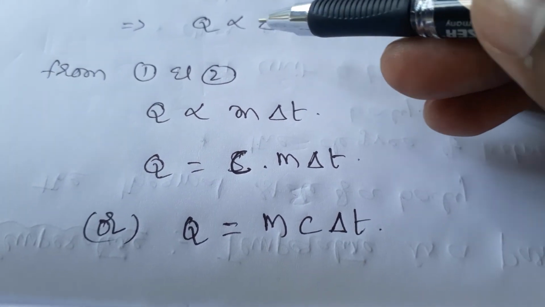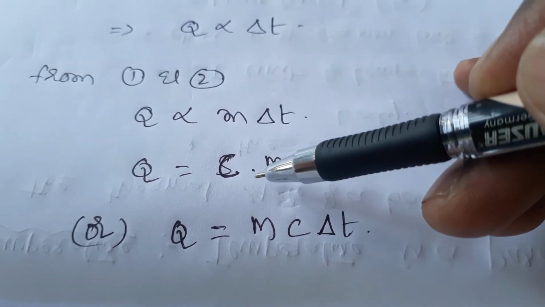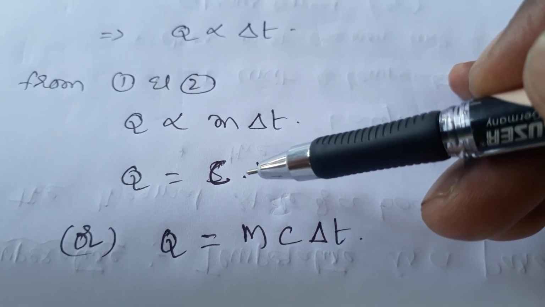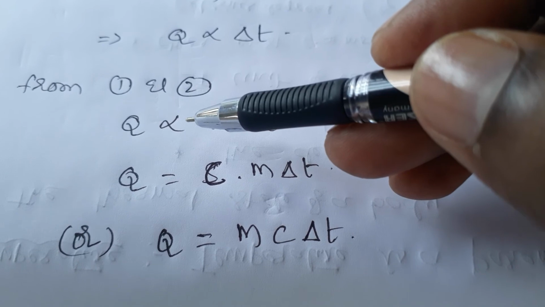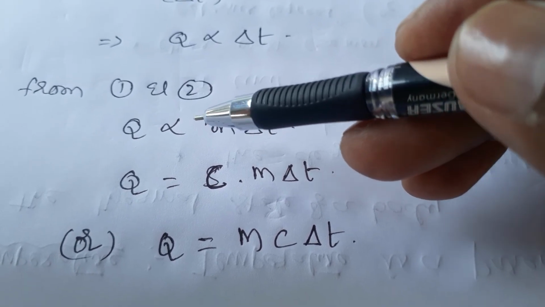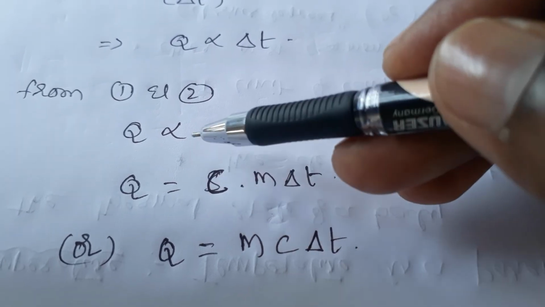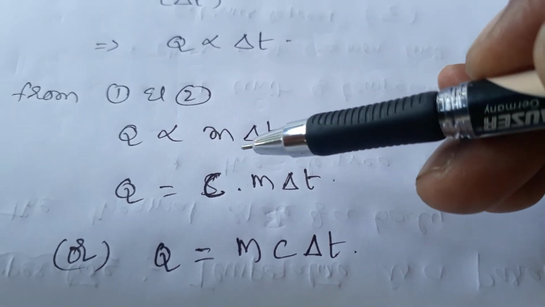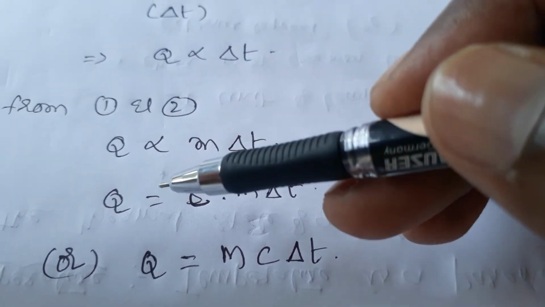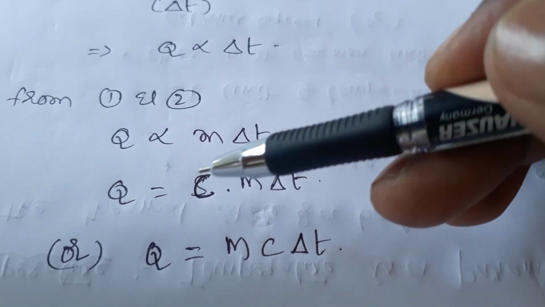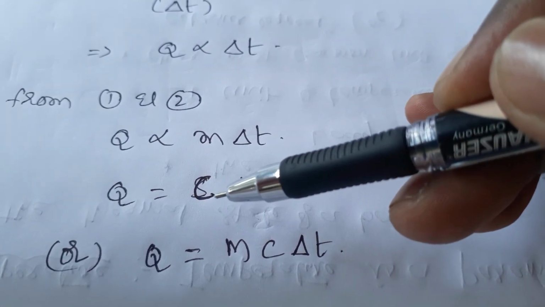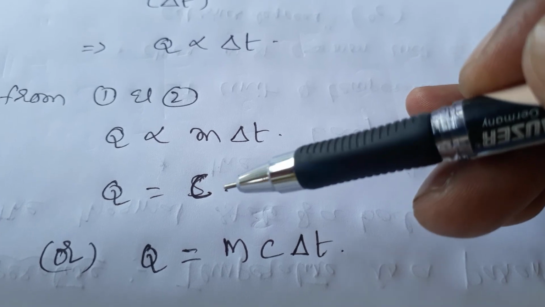Here, to remove the proportionality, as per mathematics, we use a constant and write it as equal. Proportion means not equal, both are just in the same direction. But when you use an equal sign, you have to use a constant. This is called the proportionality constant.